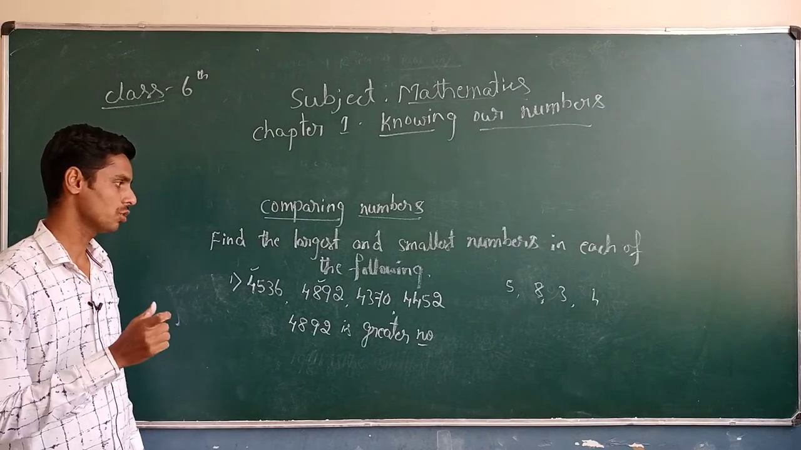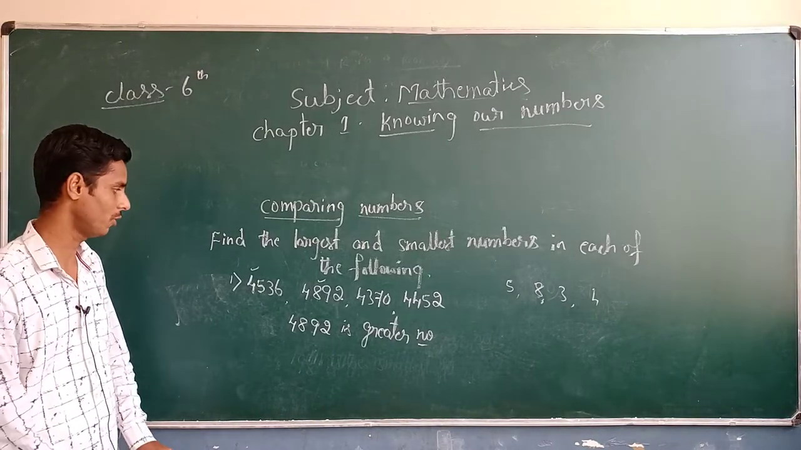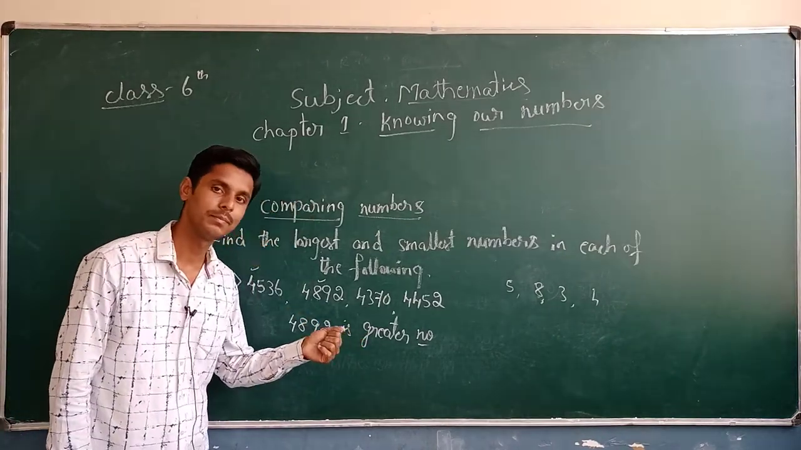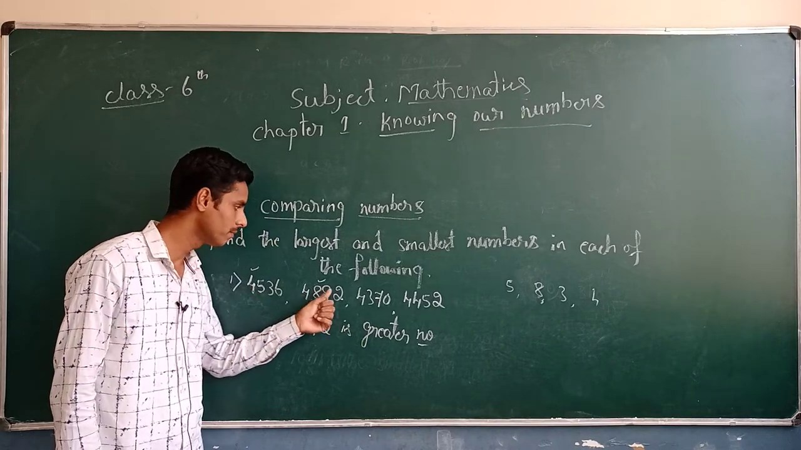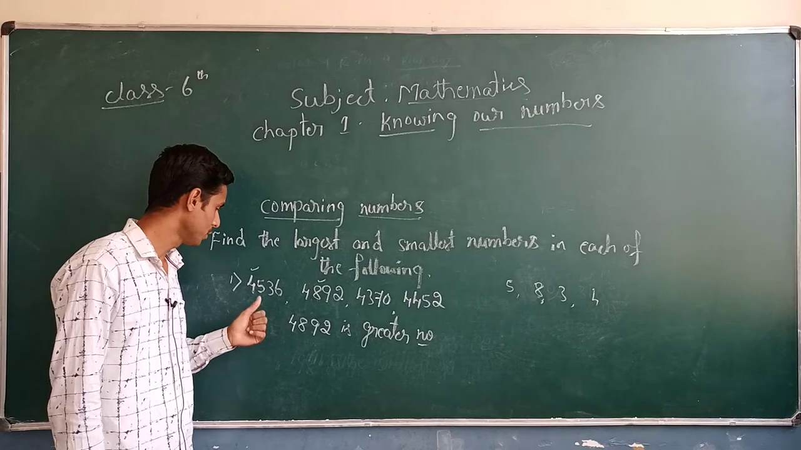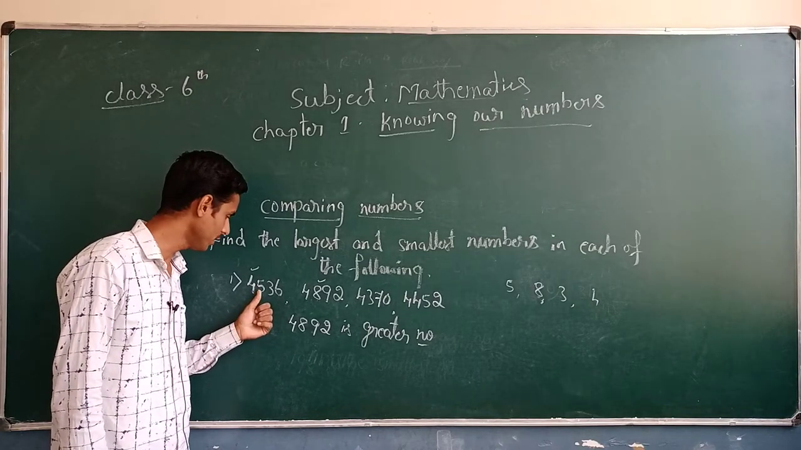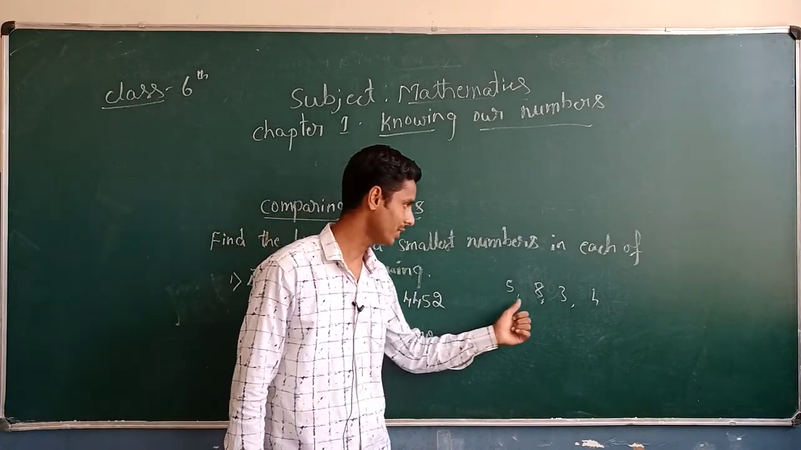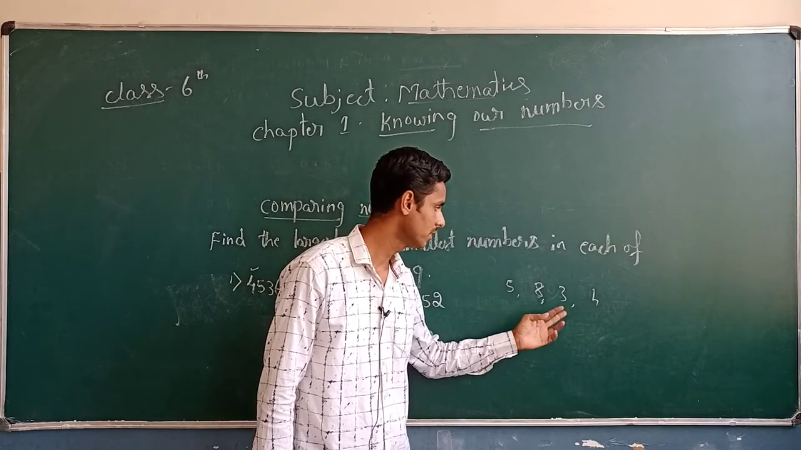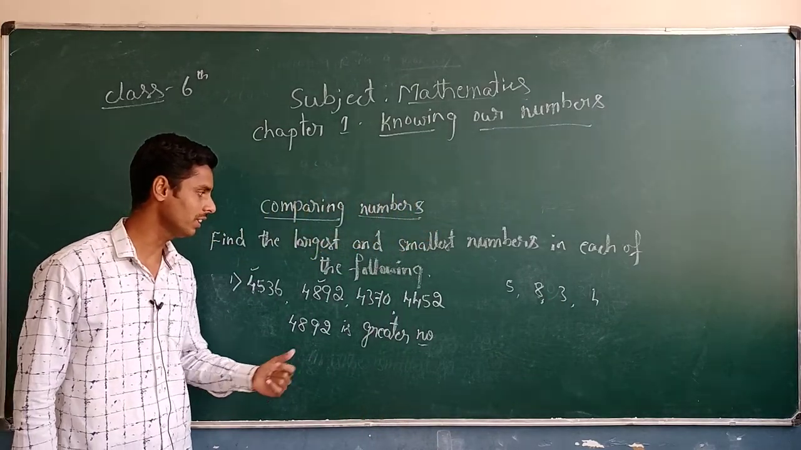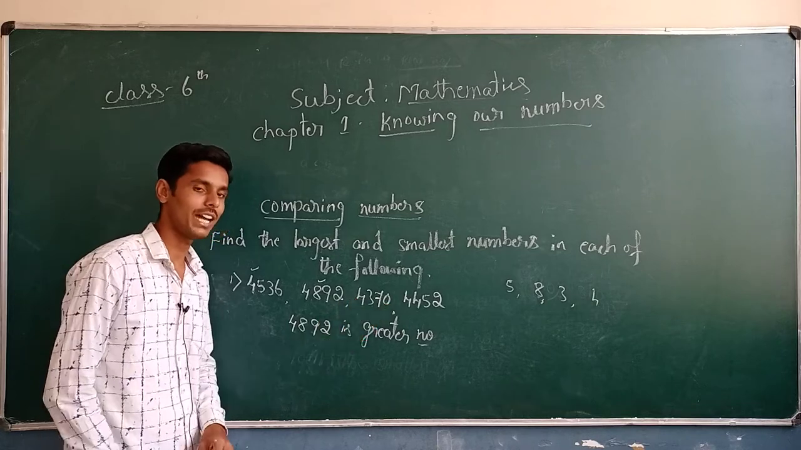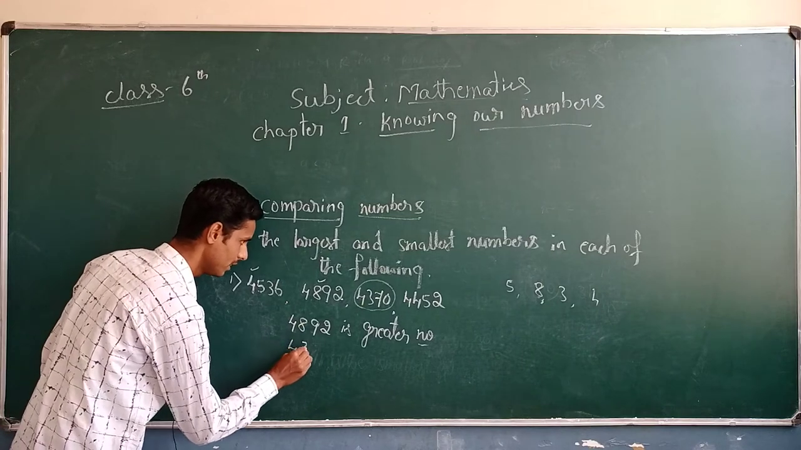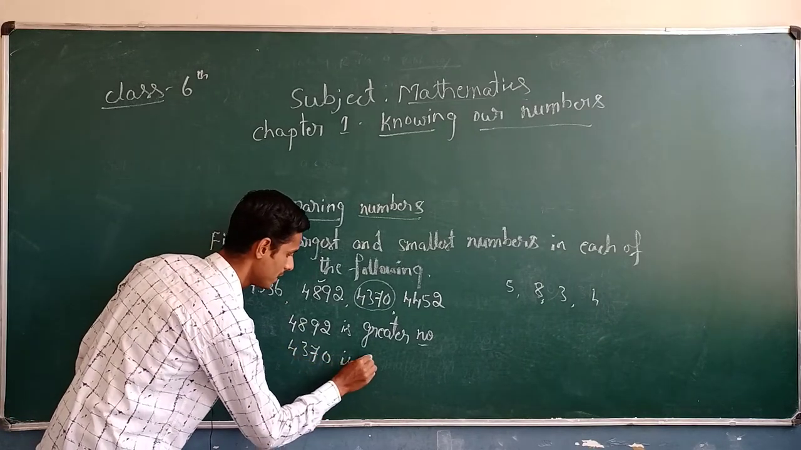Then we have to find the smallest number. So which is the smallest number here? We have already compared the thousands place in every number. It is the same. So what about the hundreds place? Here we have 5, 8, 3, 4. Among these digits, which is the lesser one? 3. So where do we have 3? In 4370, right? So therefore 4370 is the smallest.